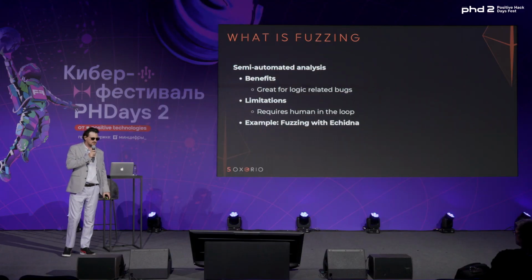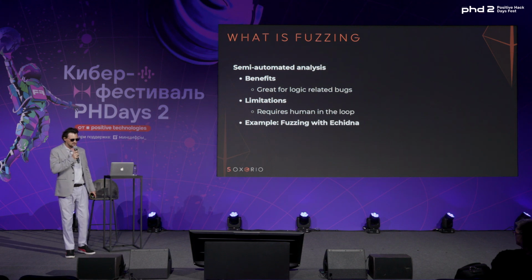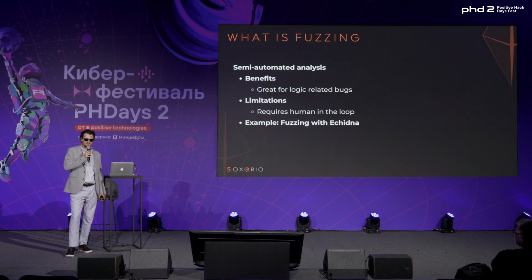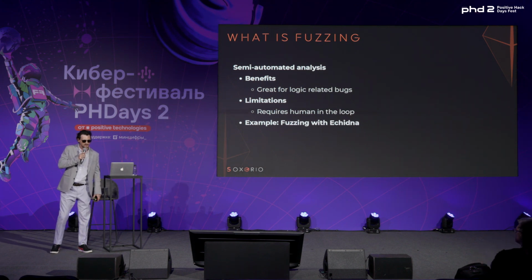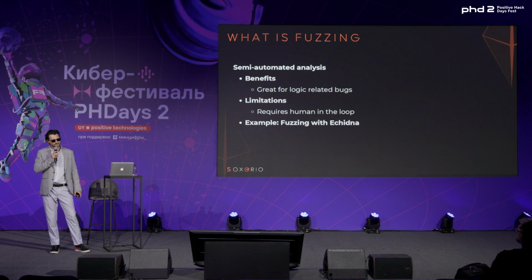And accordingly, fuzzing is what we are talking about today. It is a semi-automatic testing type, because it requires not just the launch of the fuzzer itself, but also adding a certain set of features that defines what we would like to test.